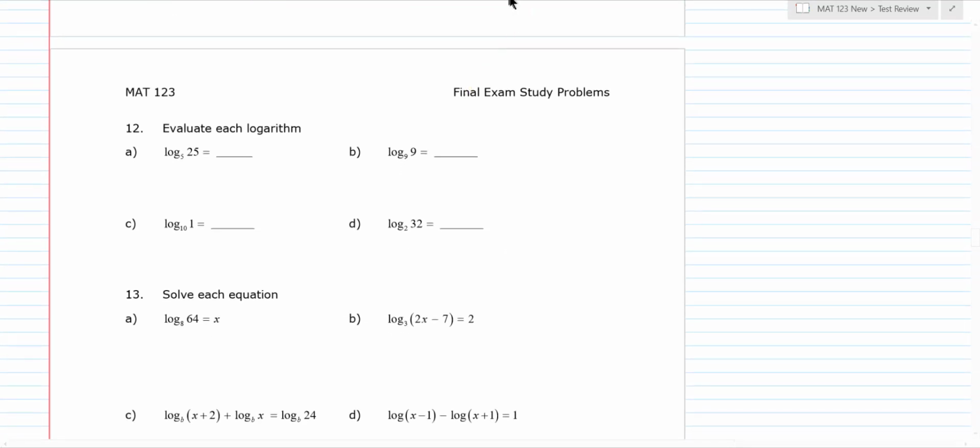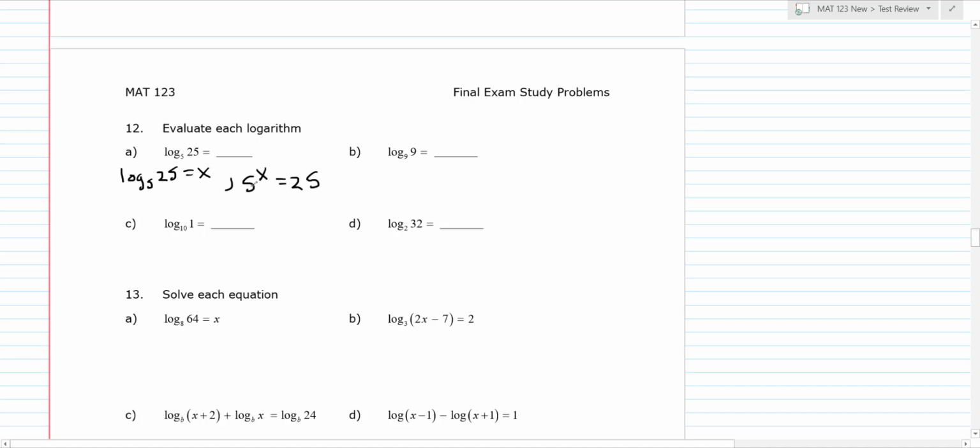Okay, now we're going to do these logarithms. Now what you can do on this, you can do these in your head. What I usually show students to do is to think through this. Just set it equal to x. Change it to exponential form. So we would say 5 to the x equals 25.